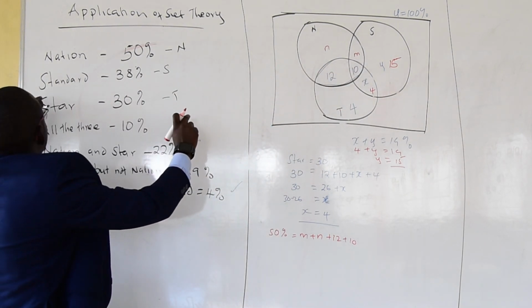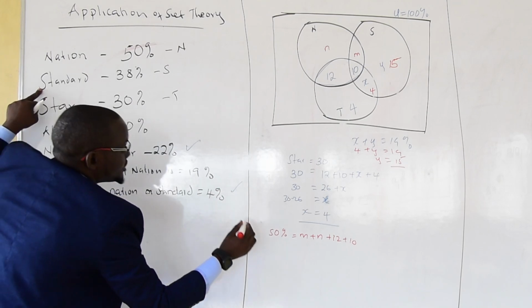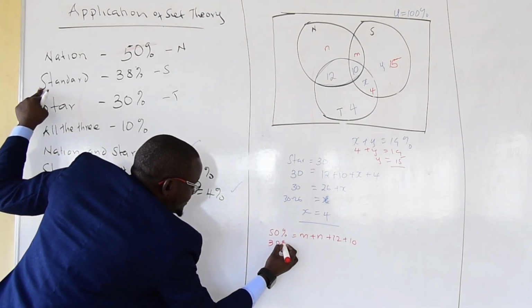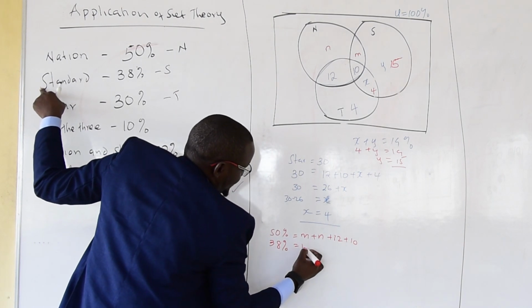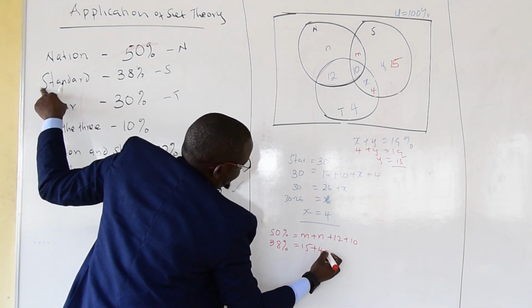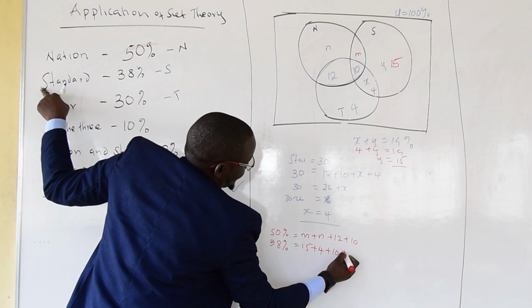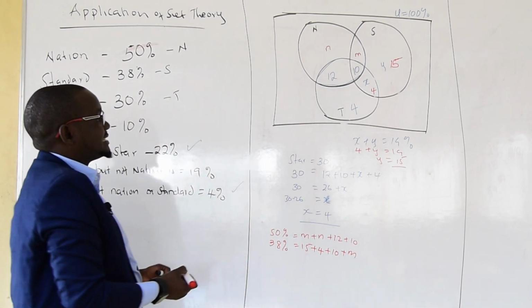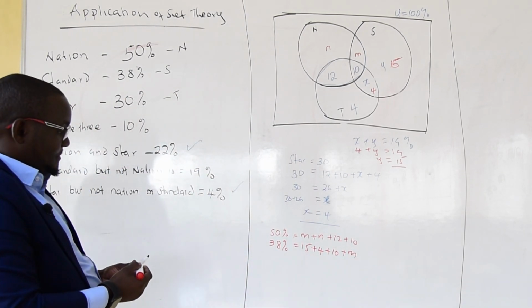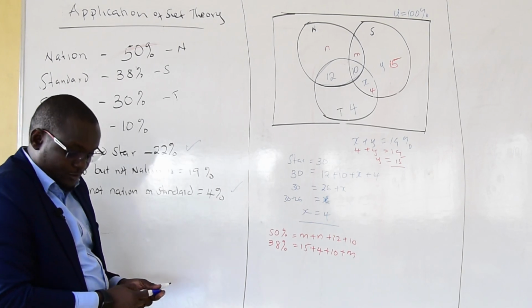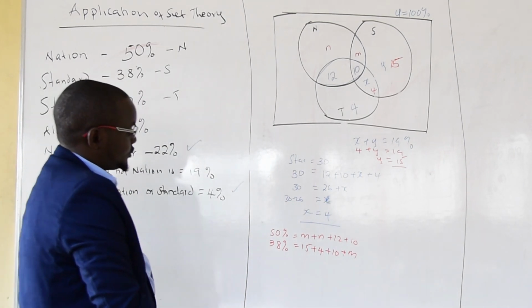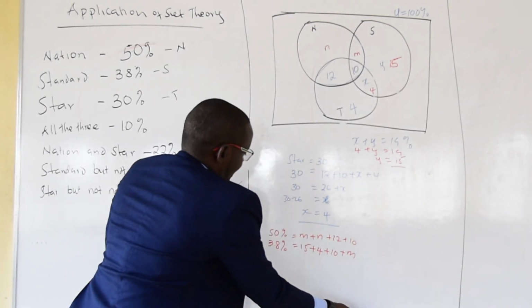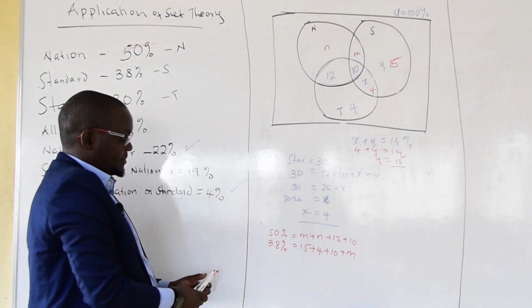Then the Standard here. Standard we know is 38%, so we say 38% will be given by 15 plus 4 plus 10 plus M. So now we can solve for those two unknowns. I can solve for M.